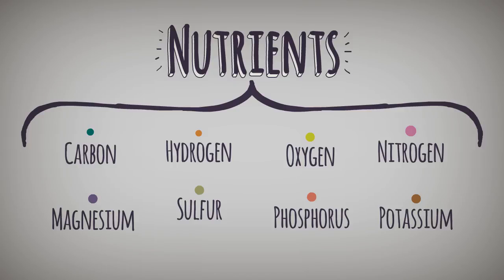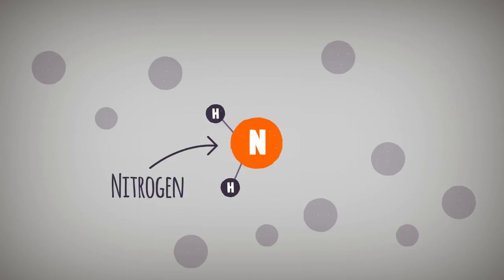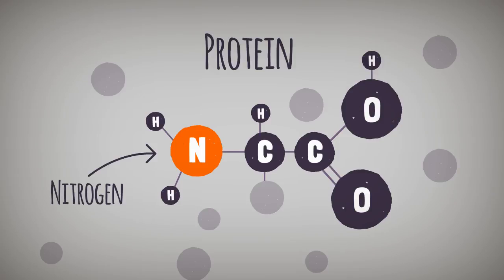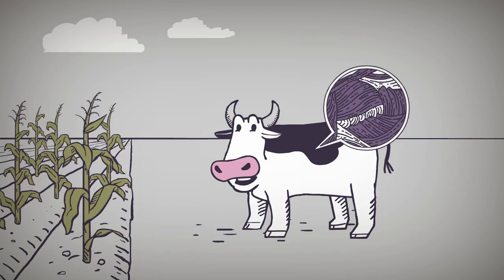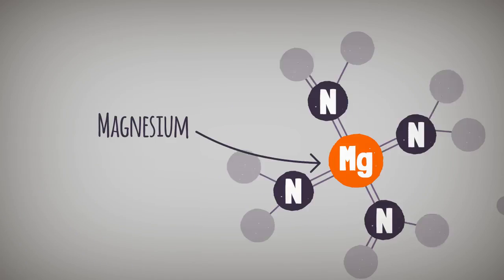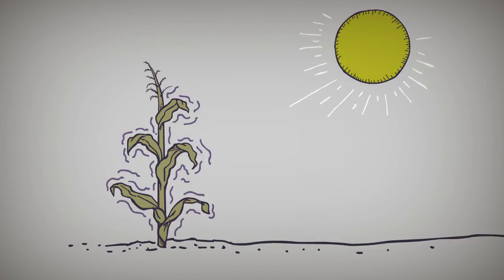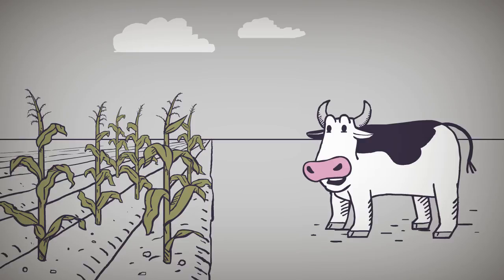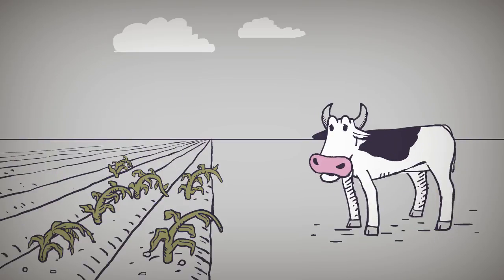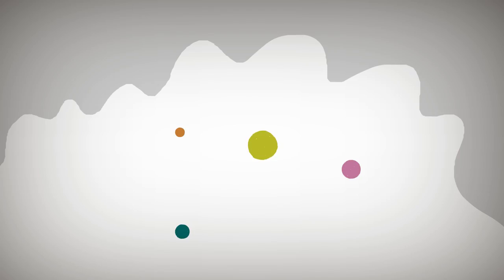ingredients for vital substances. For example, nitrogen is an essential component of proteins, the basis of muscle in animals. Likewise, magnesium is used to make chlorophyll, that critical substance that plants use to absorb light energy. Without these elements, plants and animals would not function properly. And it's not just the elements that are important, but how they are put together.